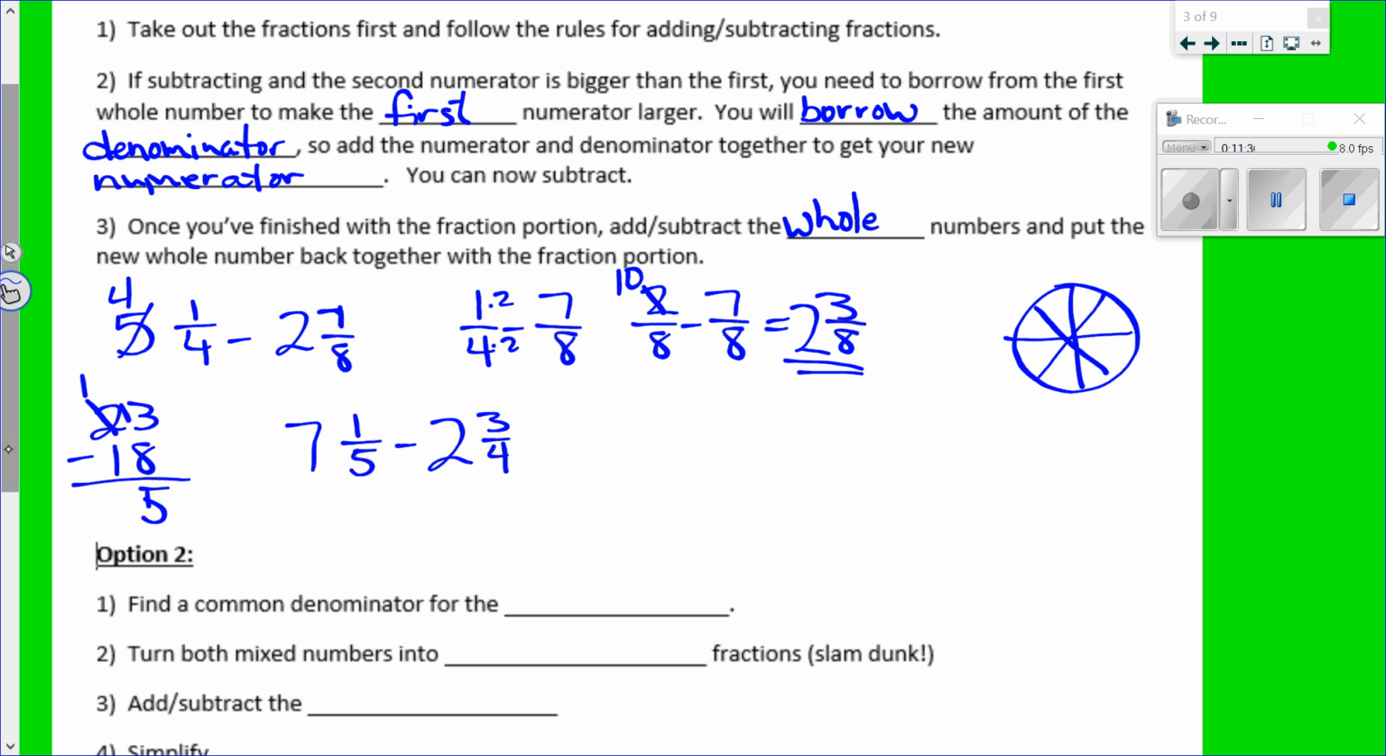First step, let's pull our fractions out. So we're going to take 1/5 minus 3/4. What's my common denominator? 20. So I'm going to do this one times 4, this one times 5. That gives me 4/20 minus 15/20. Can I do 4 minus 15?